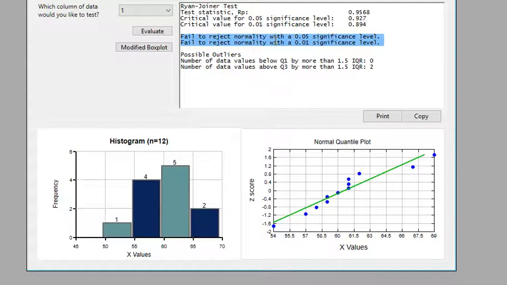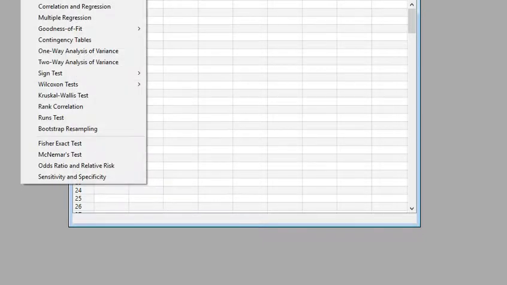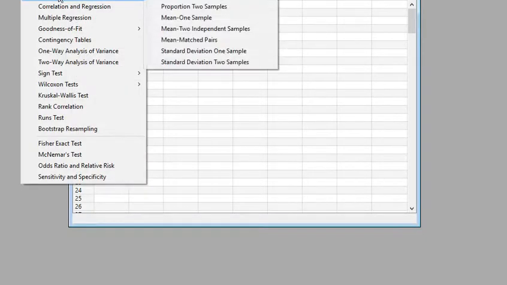So we've got our data in. Let's clear this one out. We checked our assumption. So we checked normality. Now let's do the actual analysis part of it. So analysis down to hypothesis testing, and then over to standard deviation, one sample.